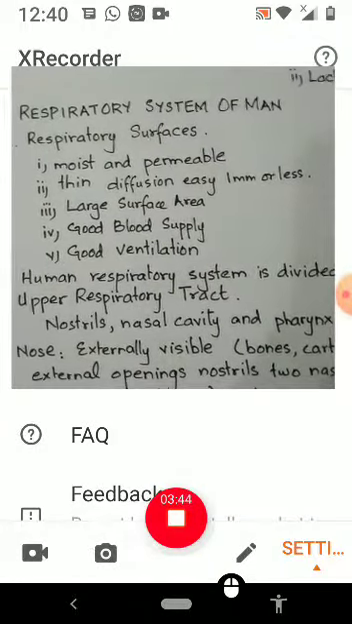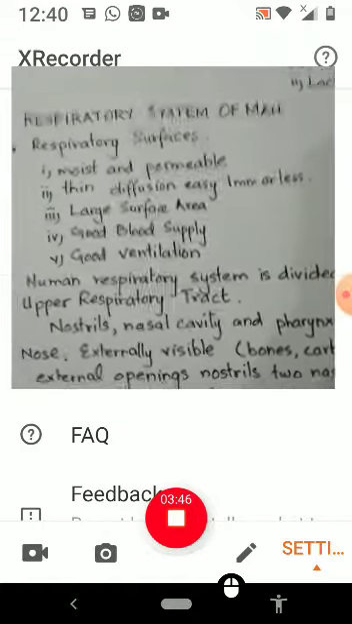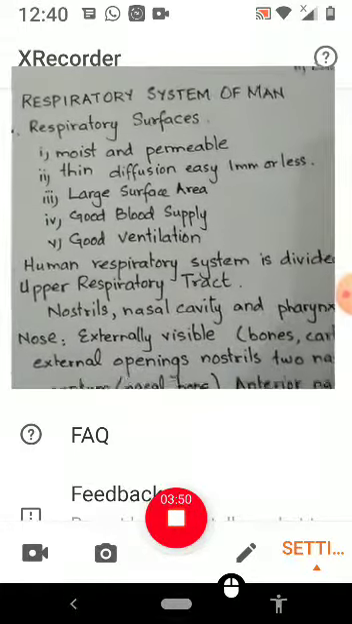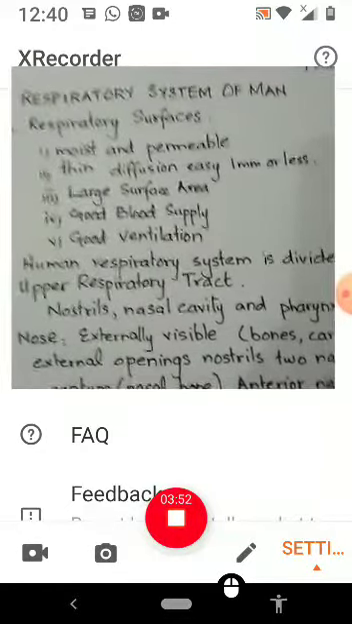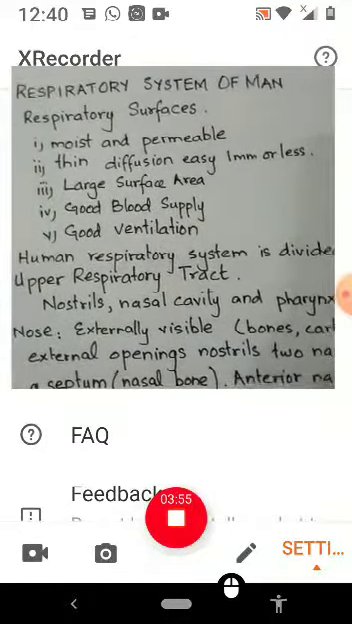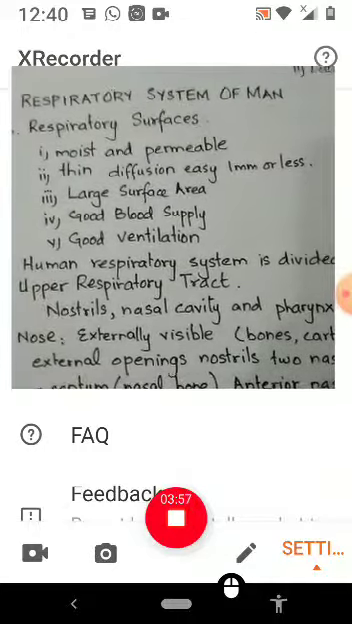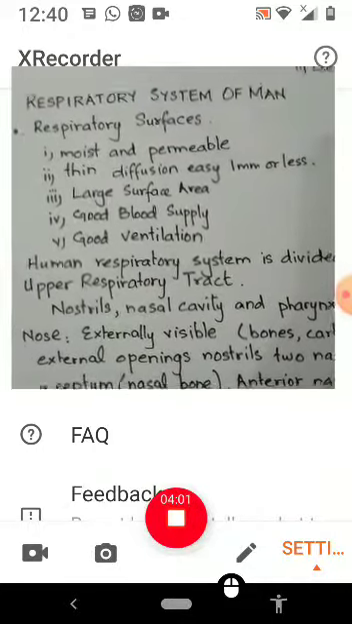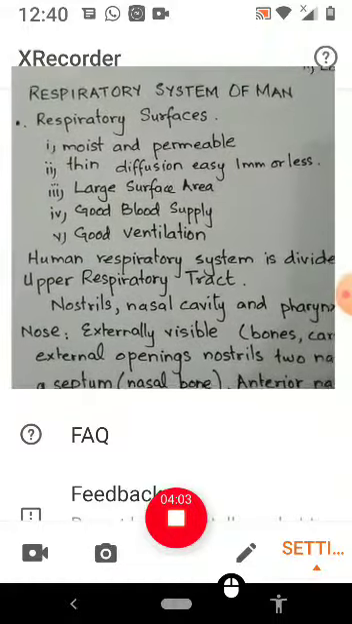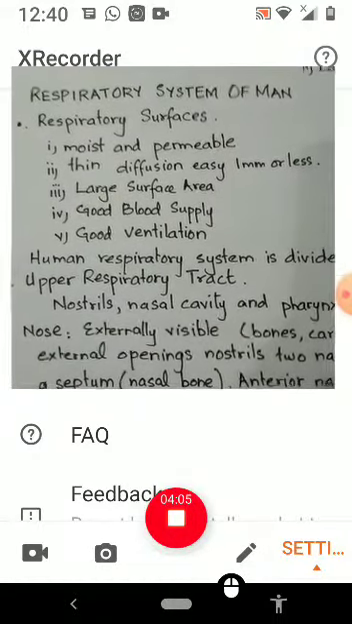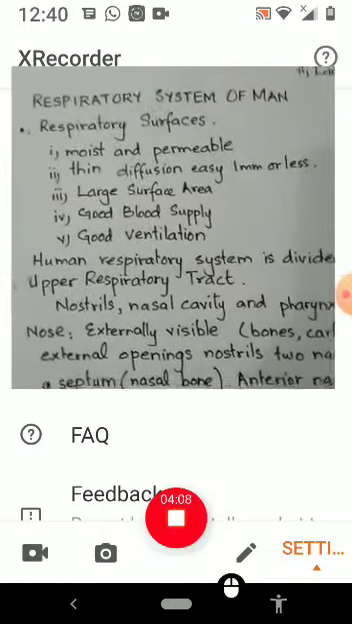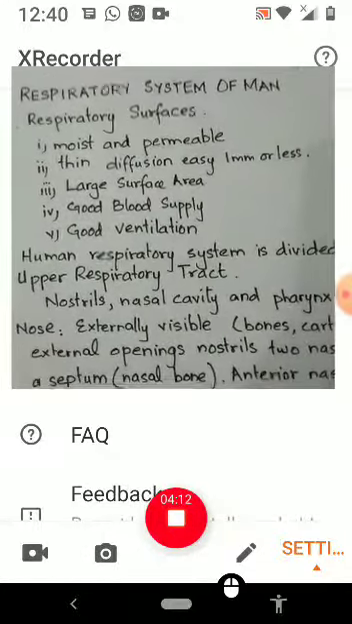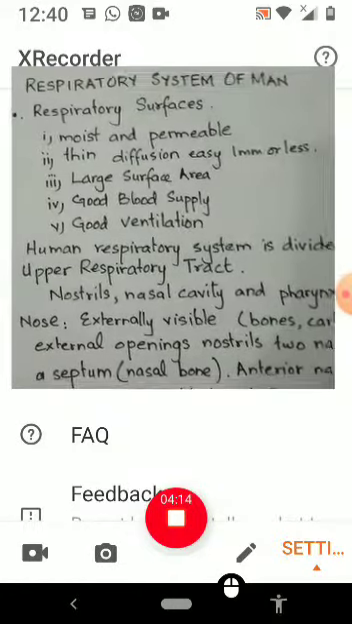There should be a good blood supply. A rich capillary network should be present near the respiratory surface to allow exchange of gases. It should also be well ventilated. Well ventilated means that the air can easily reach it quickly and then leave, so that fresh oxygen is always there and carbon dioxide can always be removed.